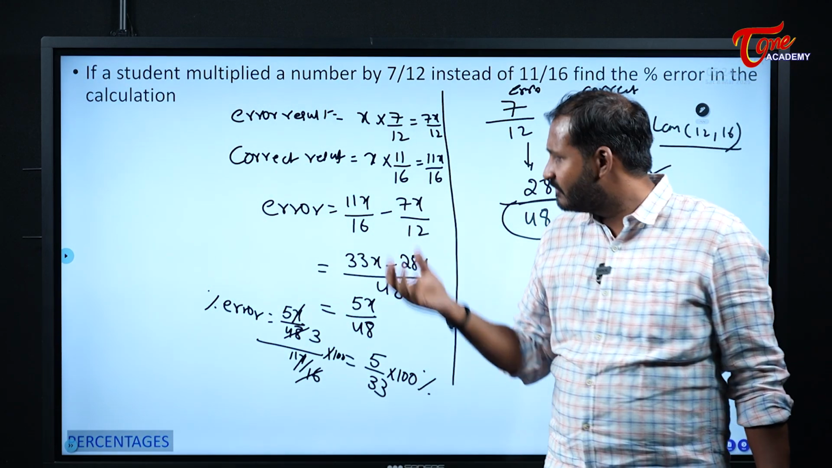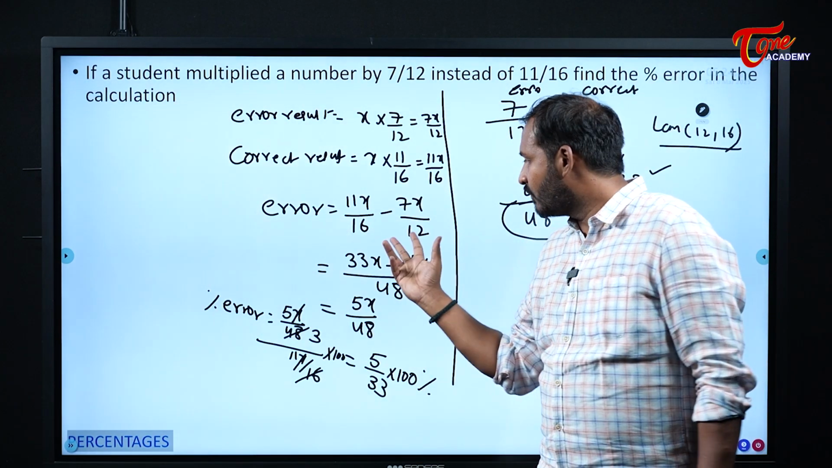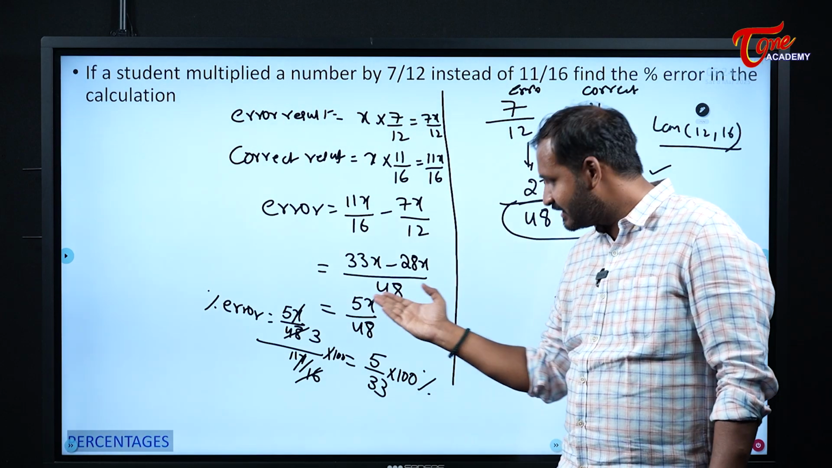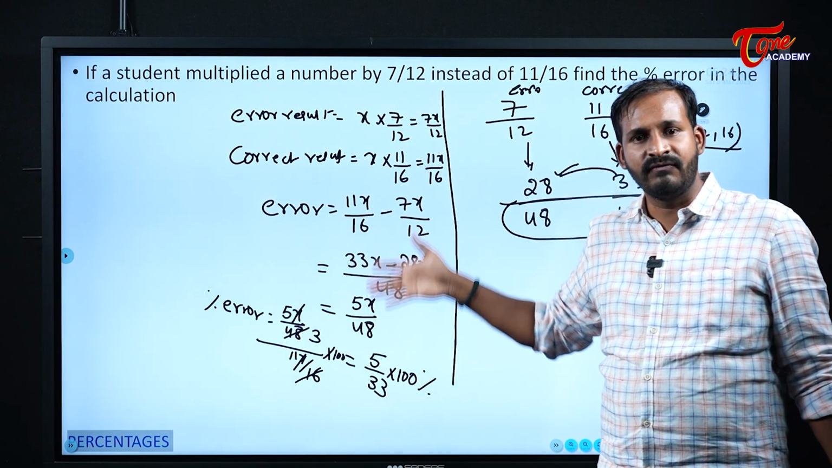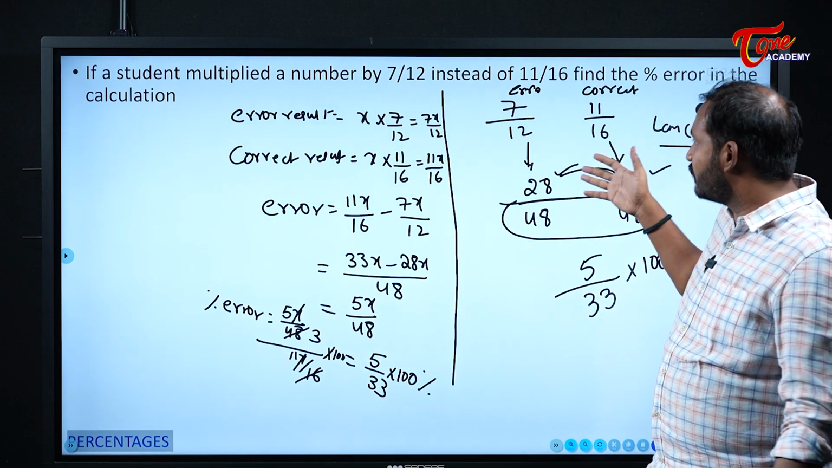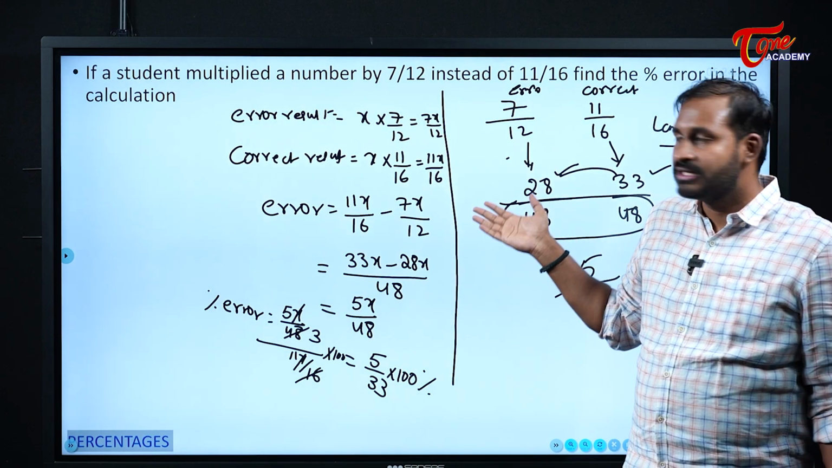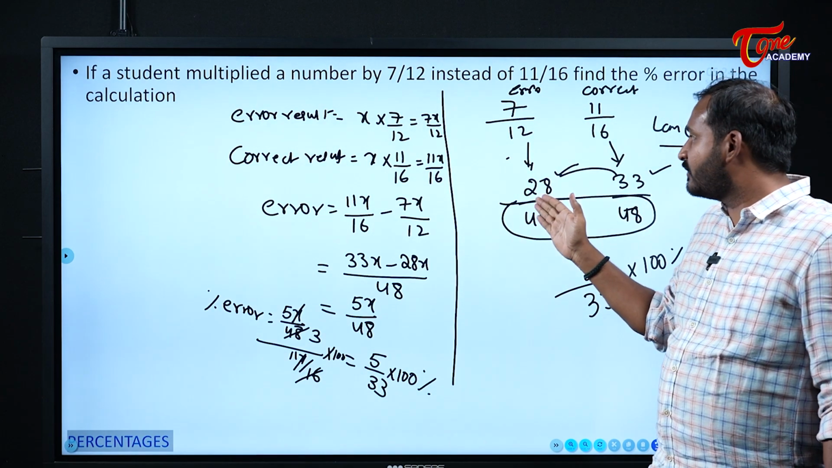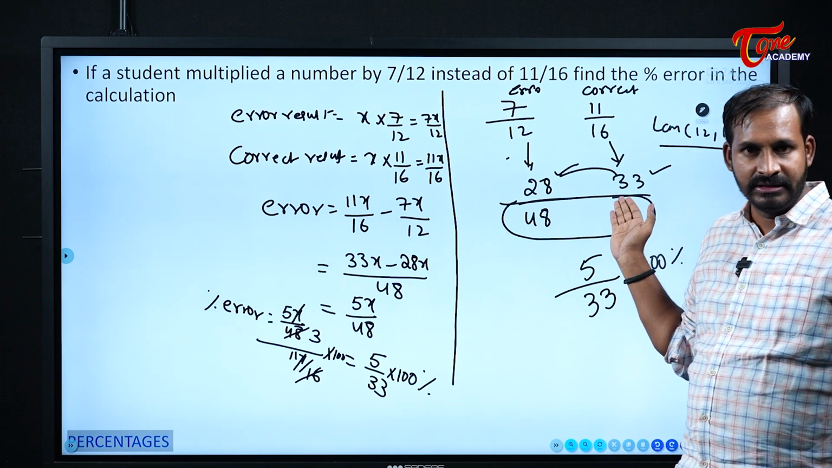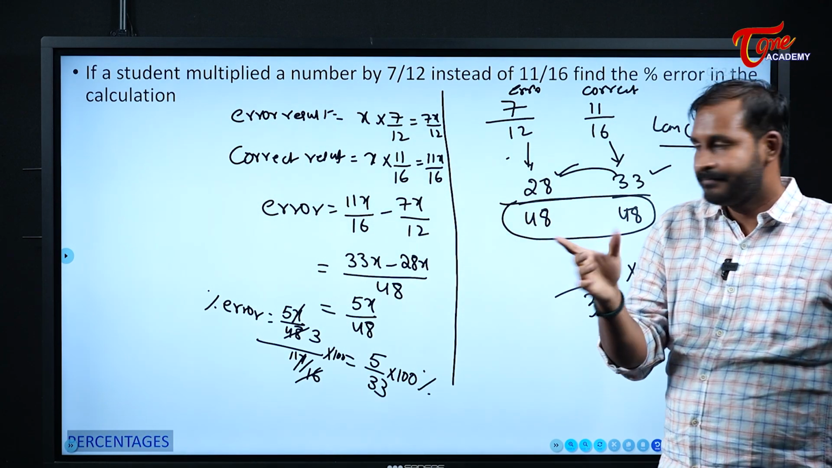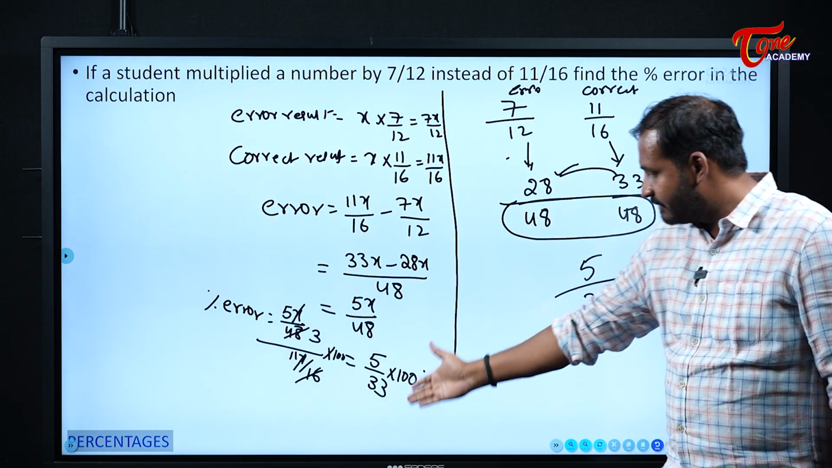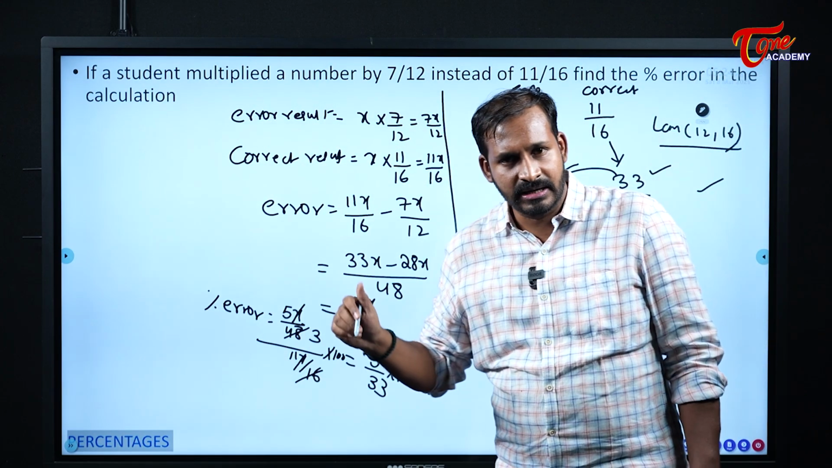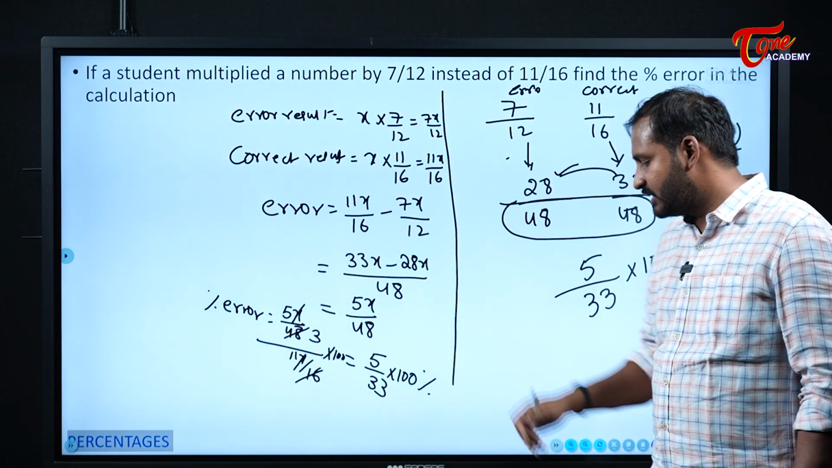See students, actually we are doing the same process here also. In the earlier method you took the LCM of 12 and 16, got 33x and 28x, and then 5x. Here additionally we got 5. That is a waste of time. So instead, directly take the LCM of 12 and 16, which is 48. When you equalize the bases, you multiply 28, but actually you need to multiply 33. So the error is 5 by 33 into 100. The same thing was there here. To calculate the error percentage, try to follow this method.